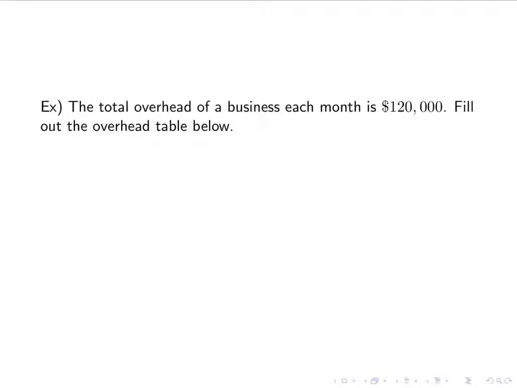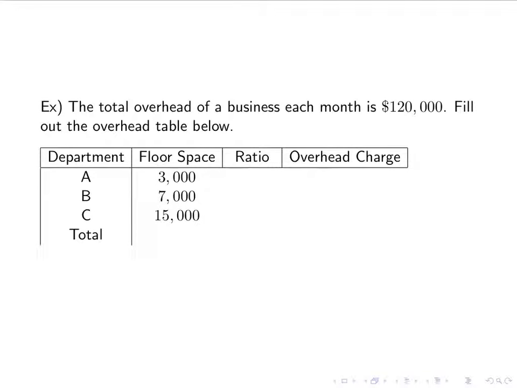The total overhead of a business each month is $120,000. Fill out the overhead table below. So this is the information that you would be given. The different departments, we're going to call them A, B, and C. And in this case, we're going to portion it out based on floor space. So Department A has 3,000, I didn't label it, but it's square feet. So 3,000 square feet. Department B takes up 7,000 square feet. Department C takes up 15,000 square feet.